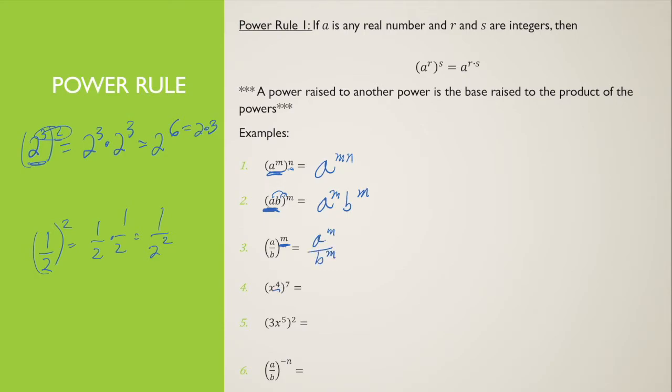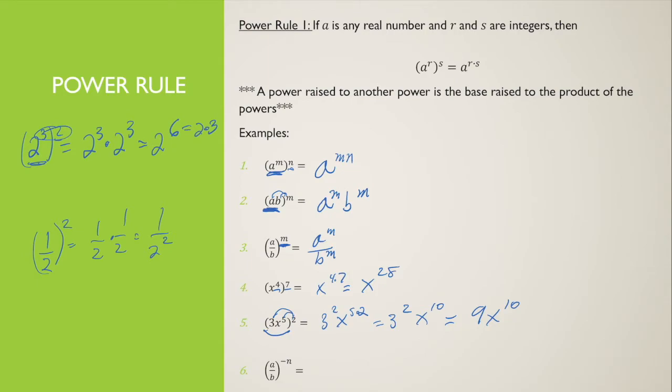If I have x to the 4th to the 7th, that's x to the 4 times 7, which is x to the 28th. If I have 3x to the 5th squared, I have to distribute that square. So I have 3 squared, x to the 5 times 2, which gives me 3 squared x to the 10th. And if I wanted to, I could simplify that 3 squared down to 9. It's not required. If you know it off the top of your head, feel free to, but note that in some of the MyMathLab homework, it does ask you to keep things in exponential form.